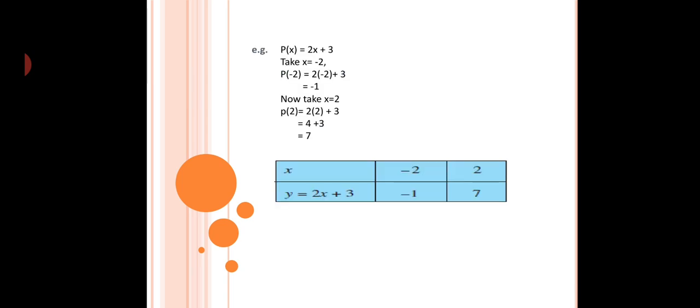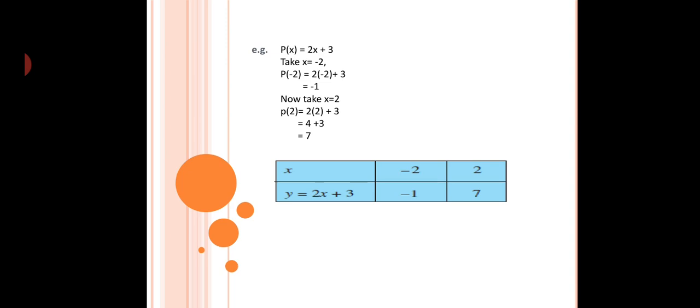As you know, the general form of the linear polynomial is ax plus b. Now, our first priority is to plot a graph by taking an example of one linear polynomial. Let us see. So here one linear polynomial is taken, that is p of x is equal to 2x plus 3, and we take two distinct values. One is x is equal to minus 2.